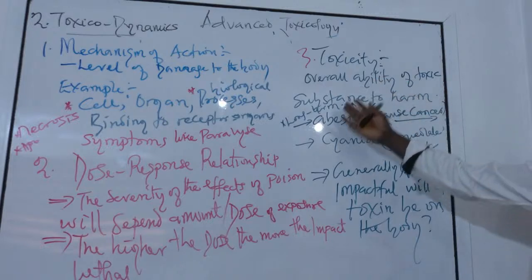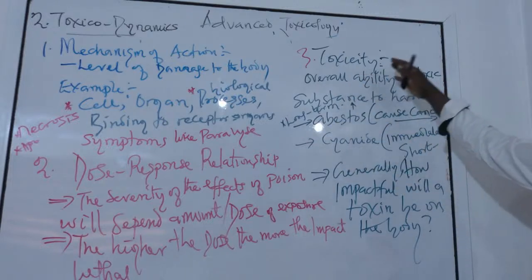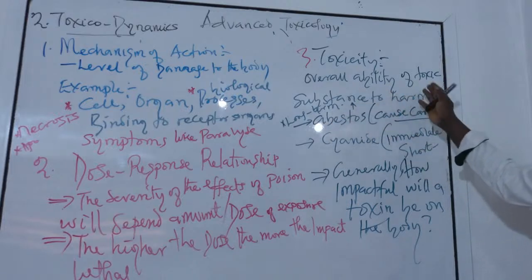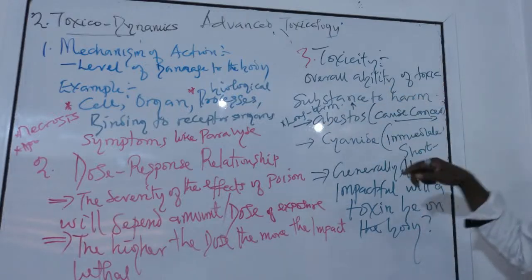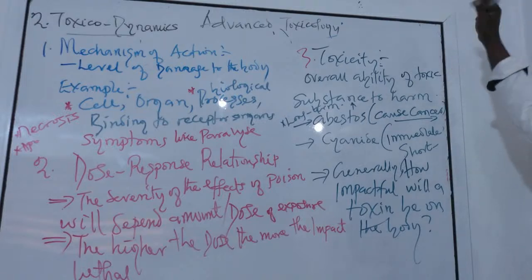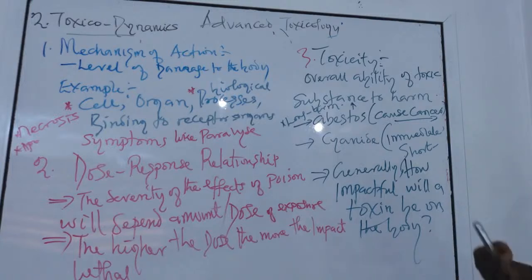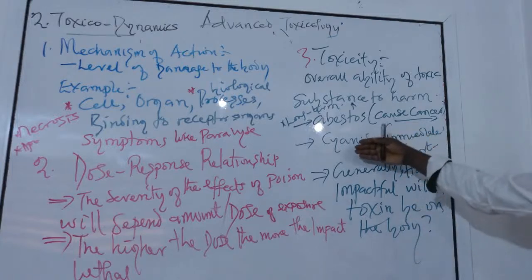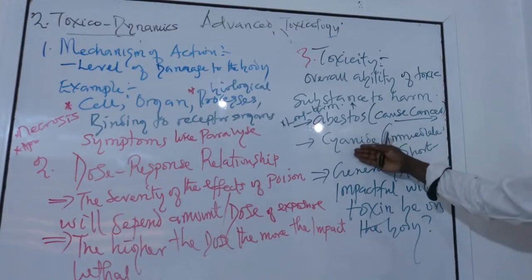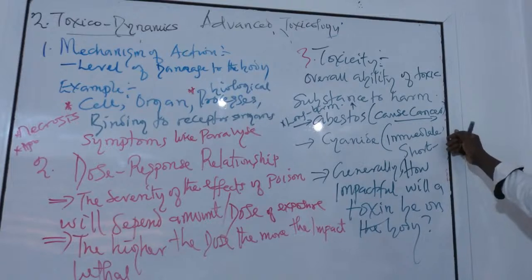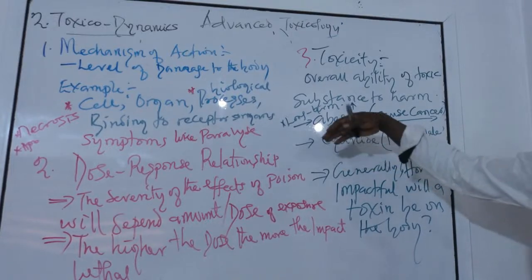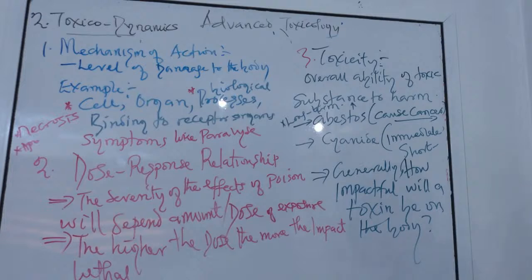Also, toxicity is the measure of the ability of any toxic substance to cause harm. We have said that toxicity could have a long-term effect or a short-term effect. Short-term effects are like cyanide poisoning, which is immediate. If you are measuring the capability of asbestos to cause harm, that is a long-term effect, which eventually is going to lead to cancer.